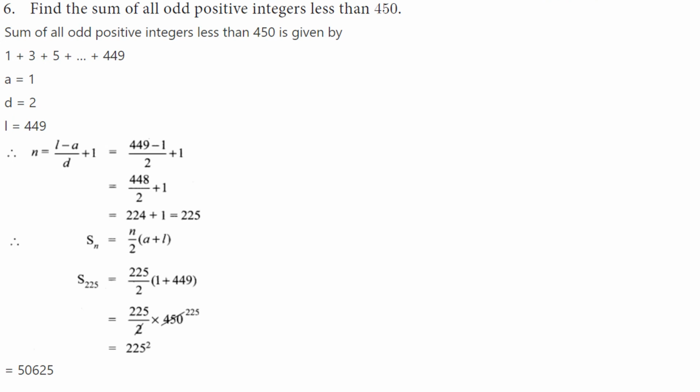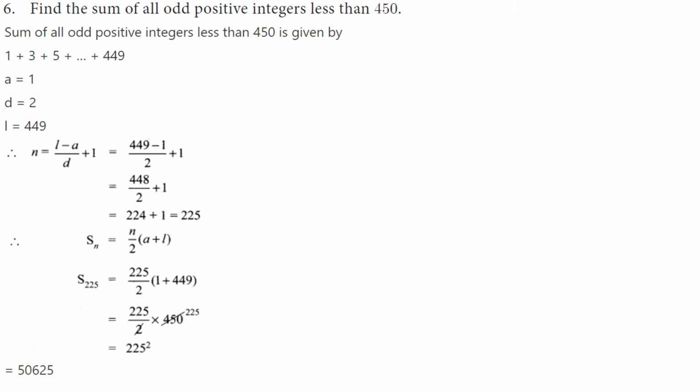Find the sum of all odd positive integers less than 450. So, how will you write it as an equation here? Odd means 1, 3, 5. Sum means plus. So 1 plus 3 plus 5, and less than 450 means the largest odd number is 449. So 1 plus 3 plus 5 plus, etc., up to 449. Here A equals 1, D equals T2 minus T1, that is 3 minus 1 equals 2. L is also given, that is 449.